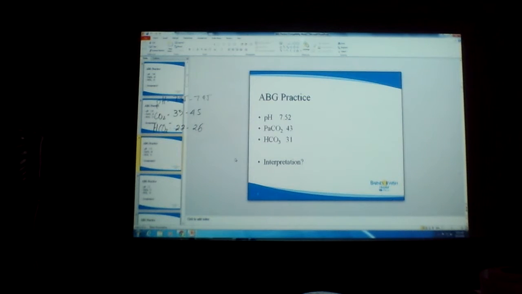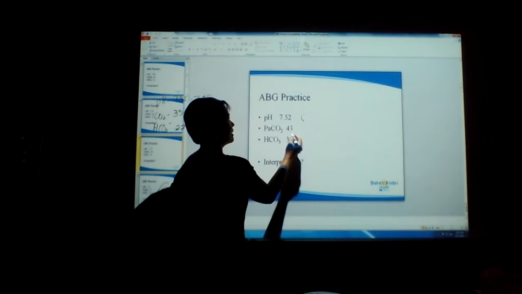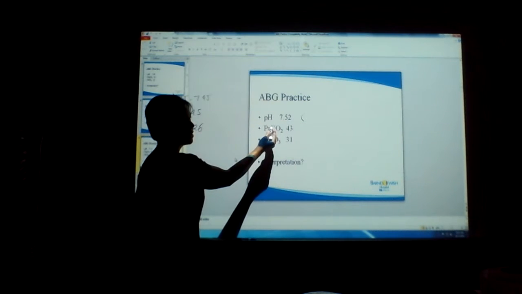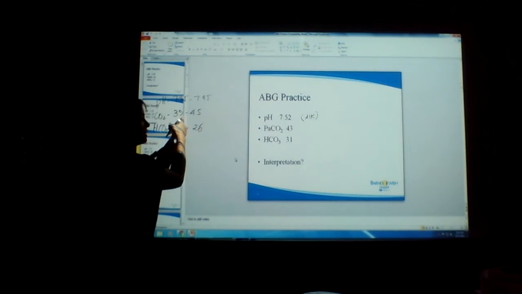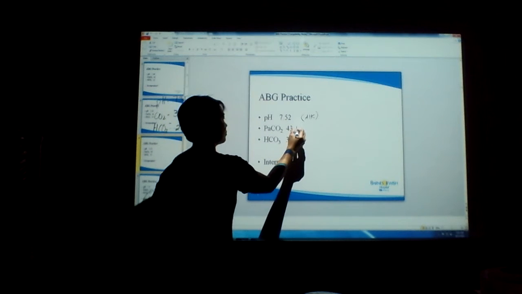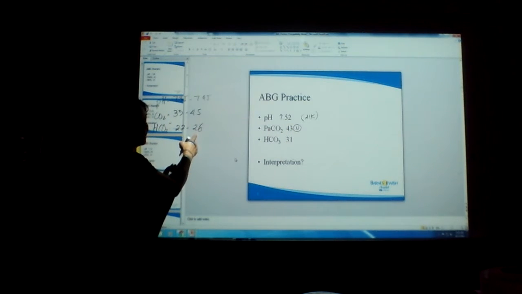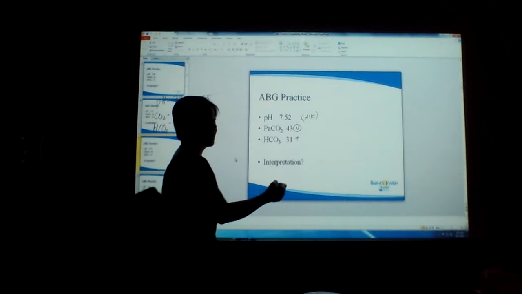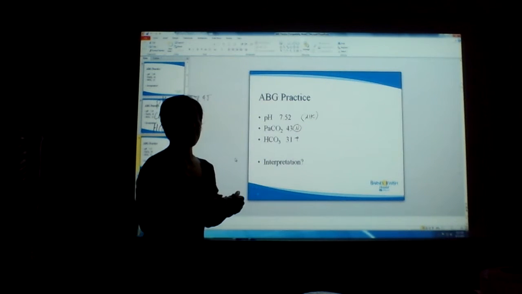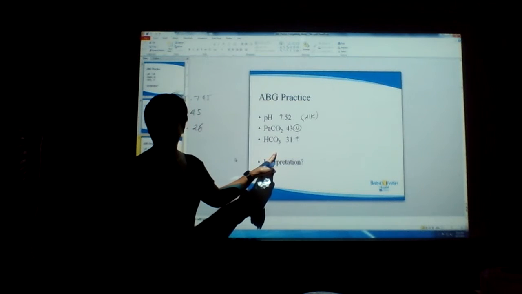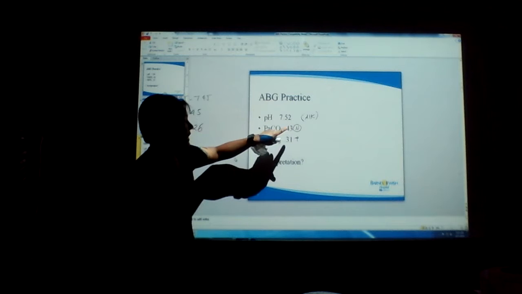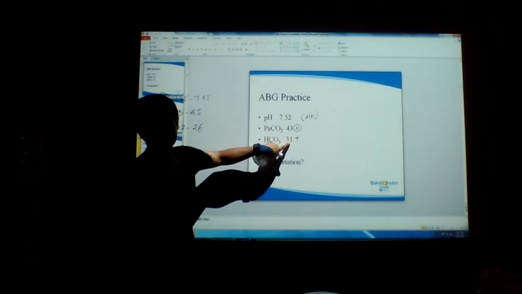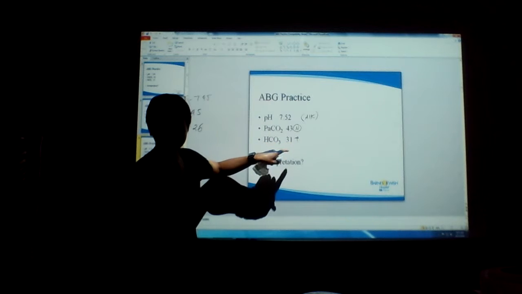Okay, what's this one? First, we're going to write high or low. It's high. So it is alkalosis. Very good. How about this one? That one is normal. Normal. So normal. And then, that one high. So what's our diagnosis? Metabolic alkalosis, uncompensated. Why is the word uncompensated? Because this is still not normal and this is not even working yet.